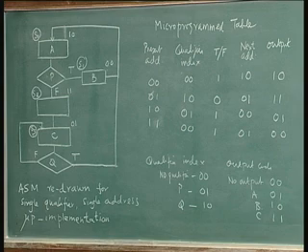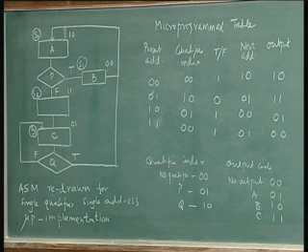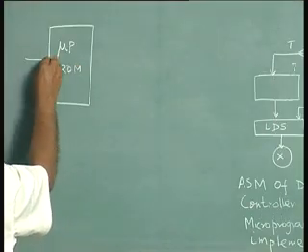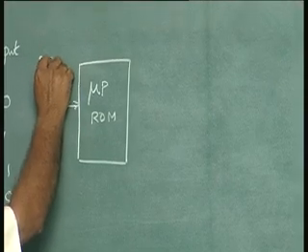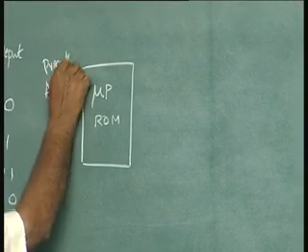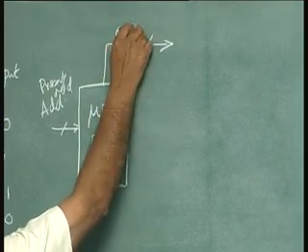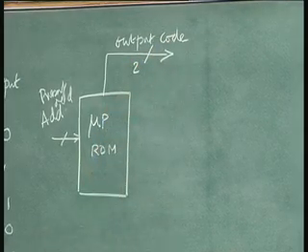So, this is what I have to implement. My logic is going to be very simple. I am going to have a microprogrammed ROM whose address comes from the present address, because the output code will be there, you do not have to worry about this. Two bits for output code.